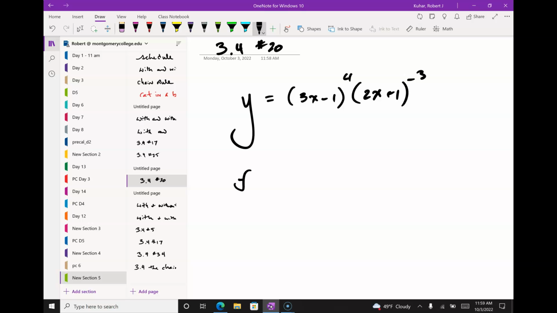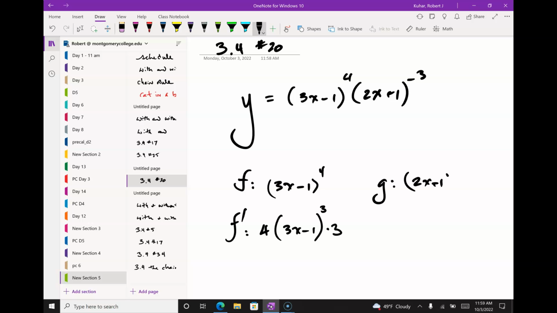So my first factor is (3x minus 1) to the fourth. What's the derivative? 4 times (3x minus 1) to the third times another 3, the derivative of the inside. The other function in my product, (2x plus 1) to the negative 3, has derivative negative 3 times (2x plus 1) to the negative 4. Remember, I have to reduce the power by 1, times another 2. Everybody okay there?